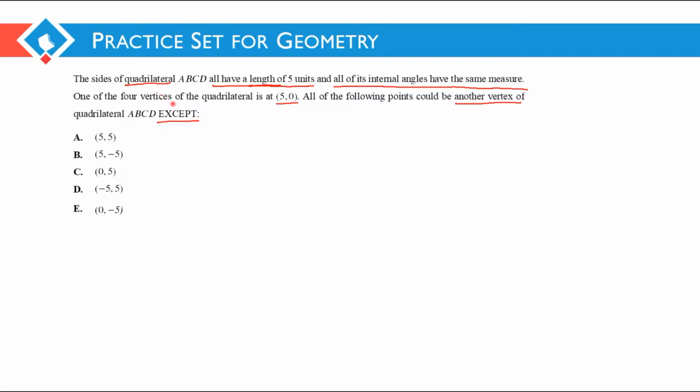Okay, so let's break this down first. We know that the sides of the quadrilateral all have a length of 5 units, and they all have the same angle measures. So that means that we are looking at a square. A square is the only quadrilateral that satisfies both of these criteria. And then all we have to do is figure out which of these vertices it's going to be.